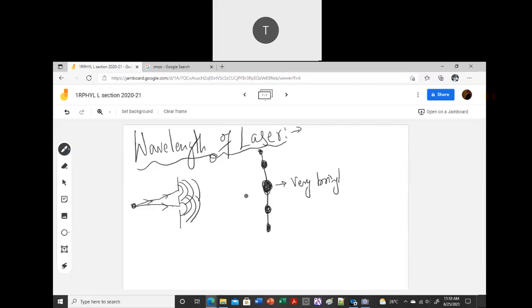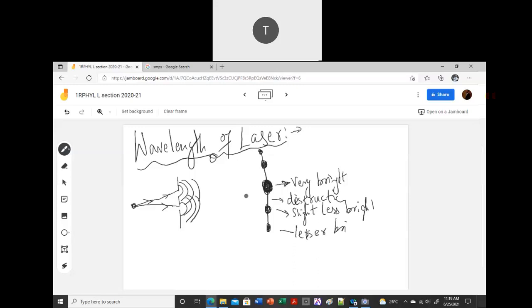This is mainly because you have more constructive interference. So to get this bright fringe, and then you have a dark one, this is your destructive interference. Then you have again a bright one, which is slightly less bright. Then you have the other one, which is even less, lesser bright.